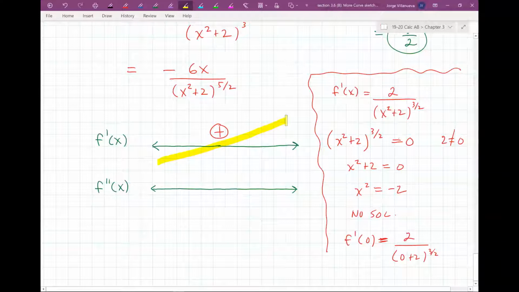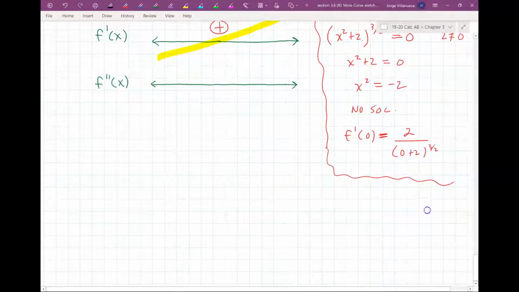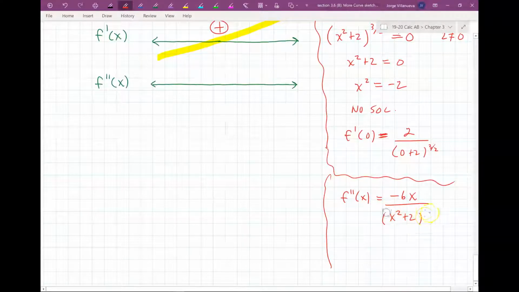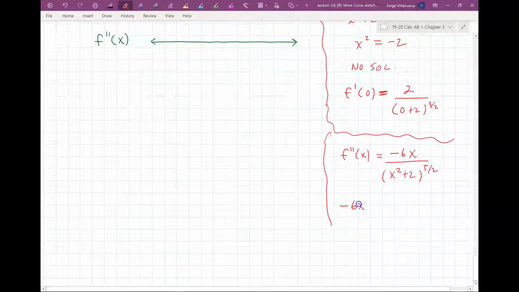Are we okay so far? Anybody a little confused? We're good? Okay. Second derivative. We already did it. So let me just kind of mark this thing off here. So the second derivative, f double prime of x, was a negative 6x over x squared plus 2 to the 5 halves. So I'm going to set my numerator equal to 0 and my denominator equal to 0.